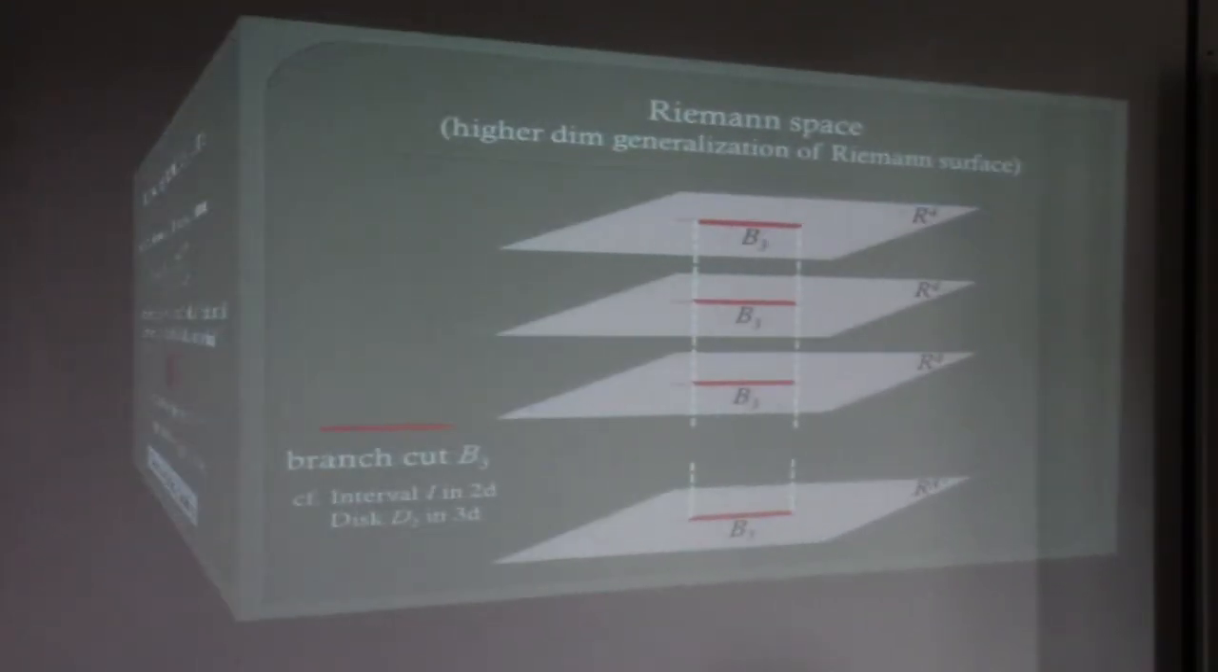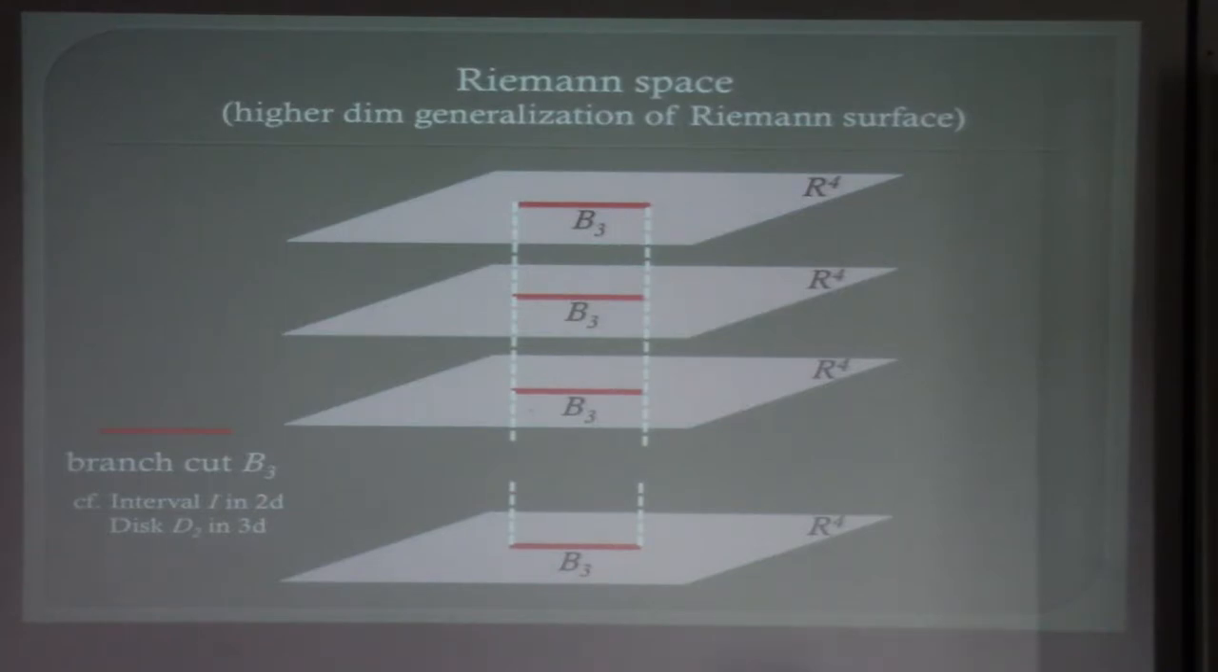In a cartoon, here's how it looks. We solve this electrostatic problem in a multi-sheeted space. We have n copies of Euclidean four-dimensional space. It's a higher dimensional generalization of a Riemann surface, and instead of a branch cut, we have a three-dimensional ball. This is called a Riemann space.